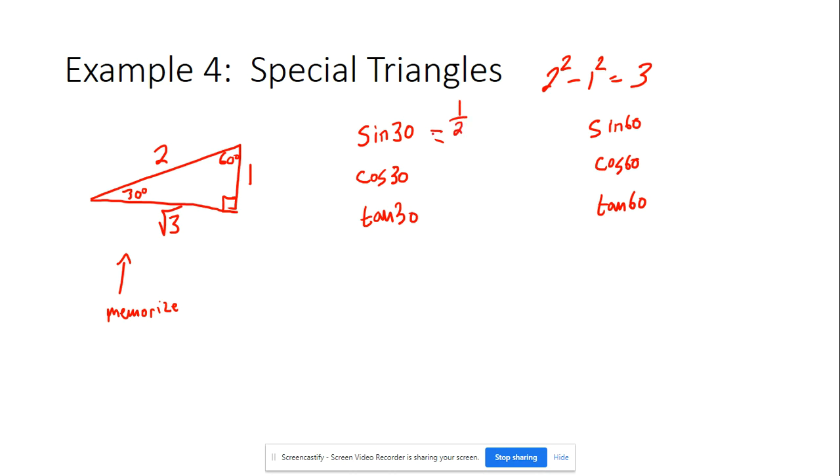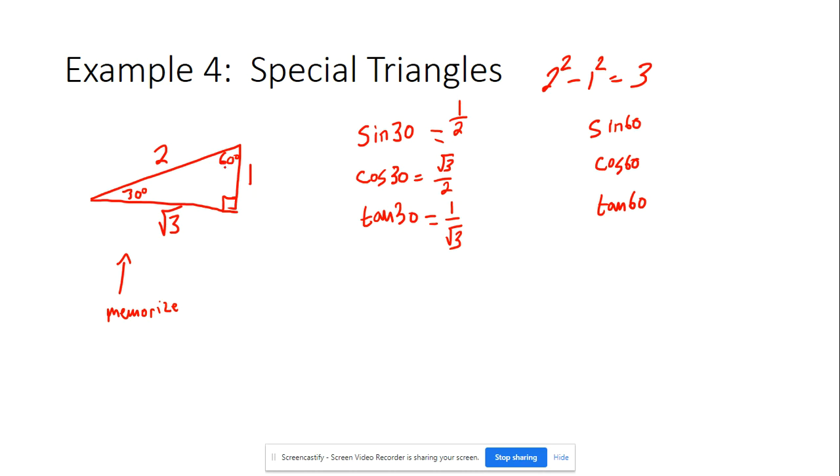The answer is 1/2. Cosine 30 is adjacent over hypotenuse, which is root 3 over 2. Tan of 30 is opposite over adjacent, which is 1 over square root of 3. Okay, so there's our three trig ratios for 30 degrees.